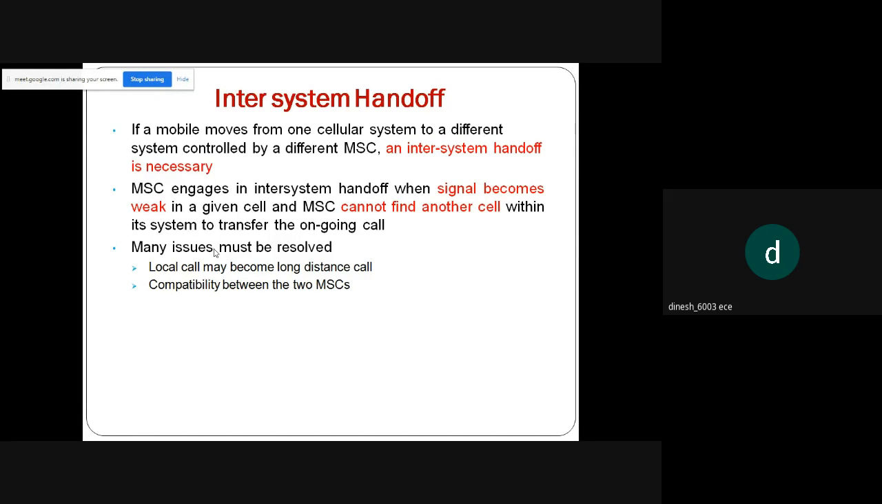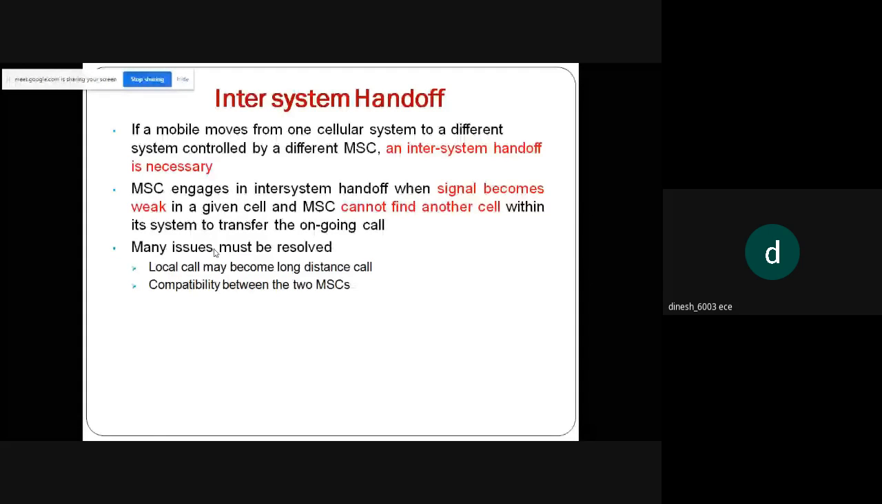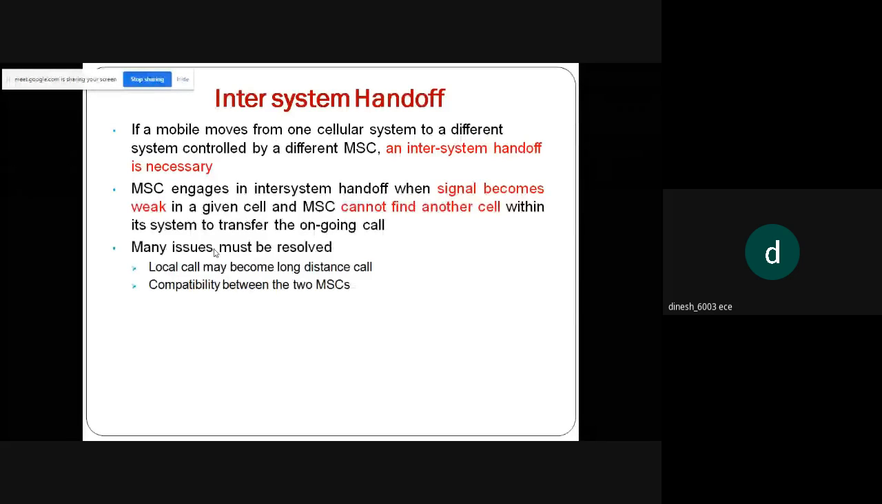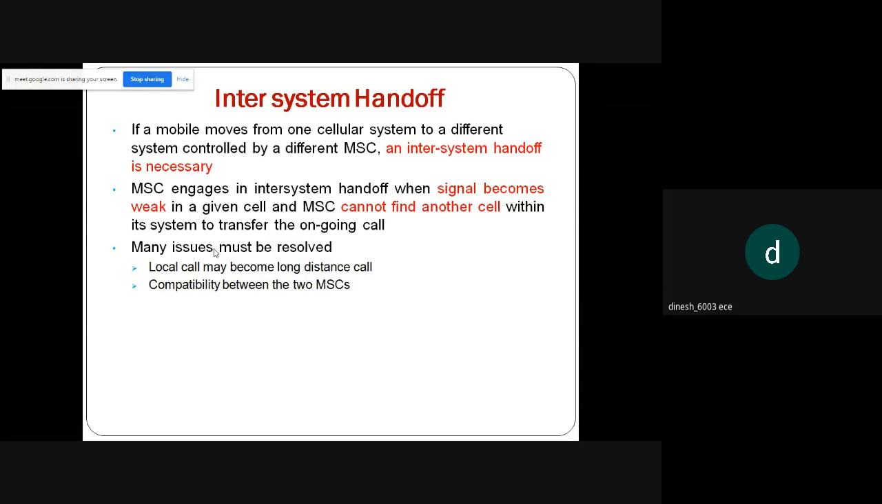So this was probably during the year 2002, before 2004, 5 and 6. Before 2006 and 2007, this inter-system handoff played a major role, where the network operators were using unique base stations. After 2006 or 2007, they came to an MOU such that they would share the base stations. So this is where inter-system handoff came into play, and many issues had to be solved. The local call may become a long distance call. Compatibility between the two mobile switching centers was an issue in inter-system handoff.